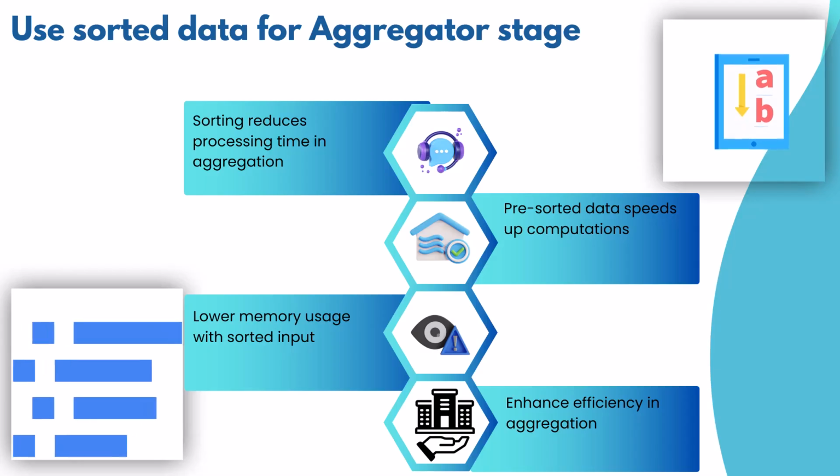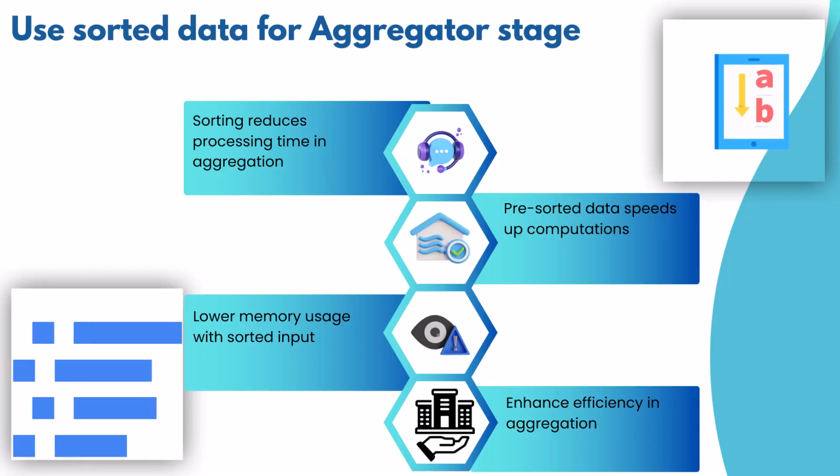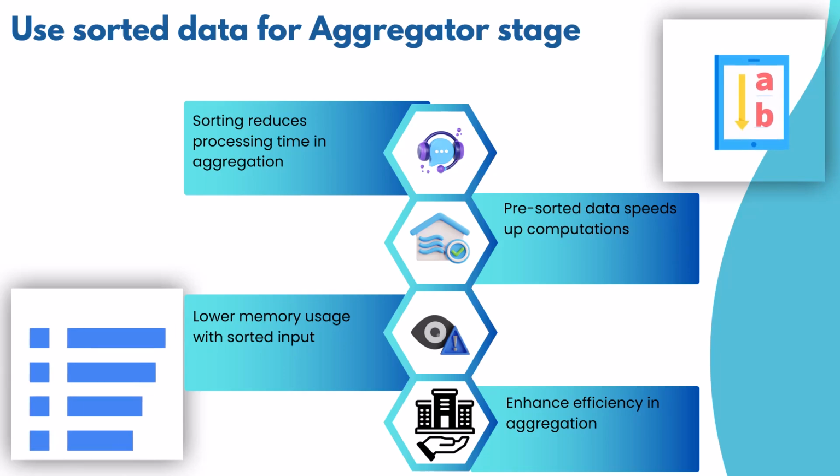Imagine stacking books neatly versus throwing them in a pile. Sorting first makes the next steps faster. Aggregator loves pre-sorted data because it minimizes computation time and memory usage. Get the sorting right, and aggregation will run smoothly like a well-organized library.